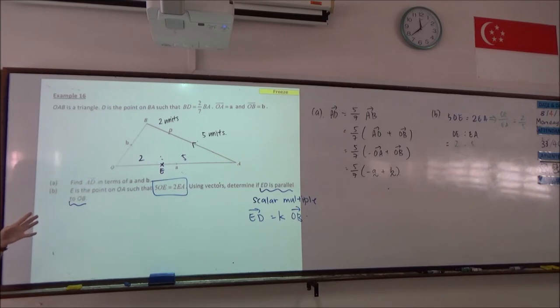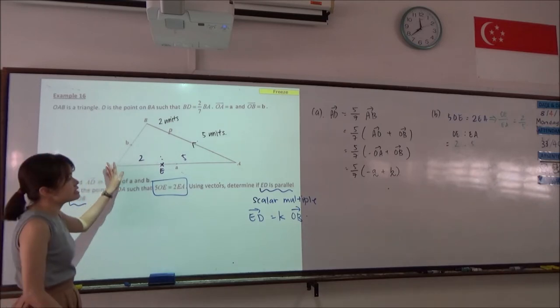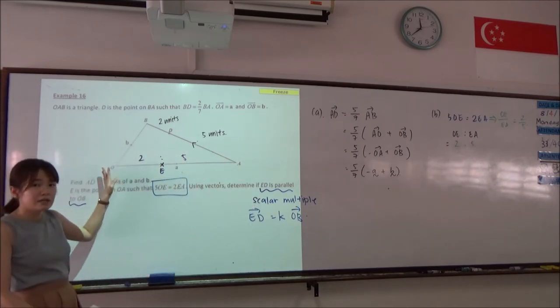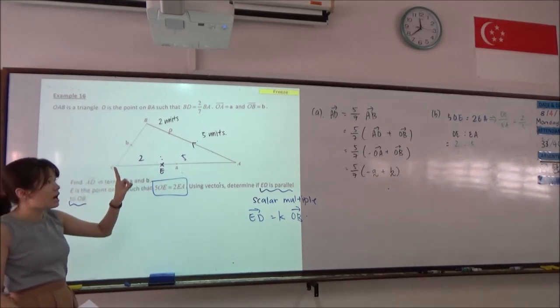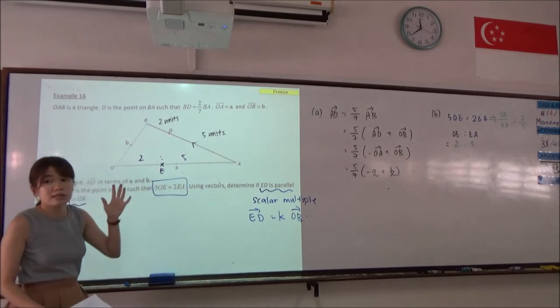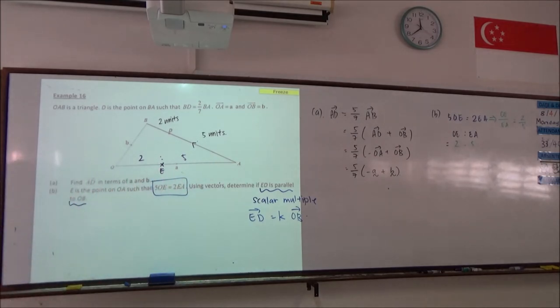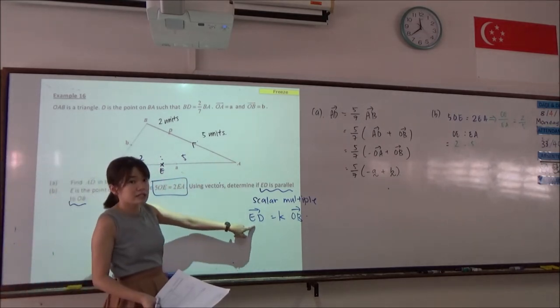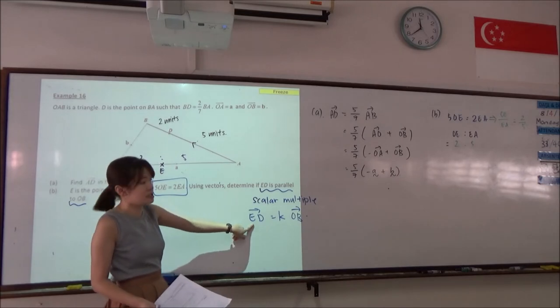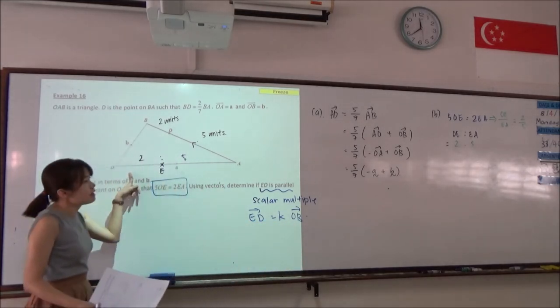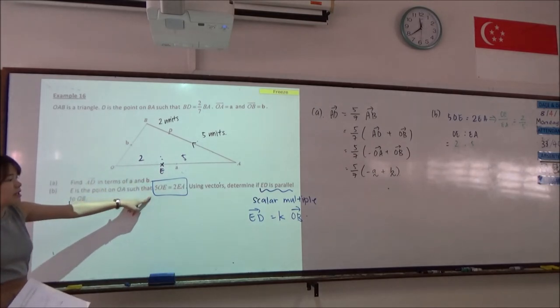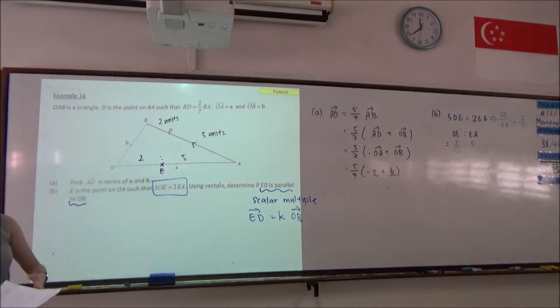Are we agreeable to this? So that means the whole length of OA will be 7 units, right? Then OE is 2 units out of the 7, EA is 5 units out of the 7. We actually want to find ED. Just now my question was trying to find out what ED is, so that I can check whether there's a scalar multiple or not. Now that we have broken down this piece of information, how do we find out what ED is?